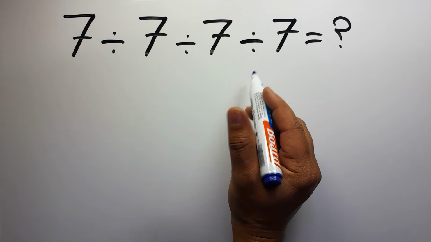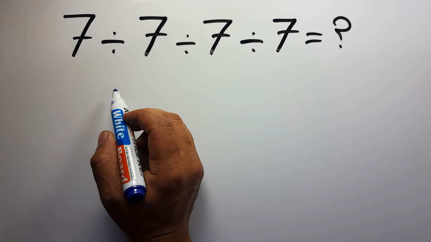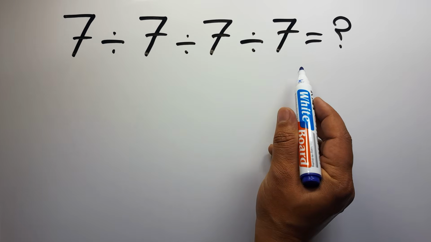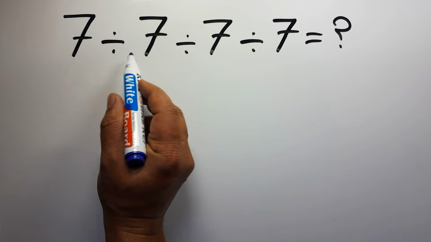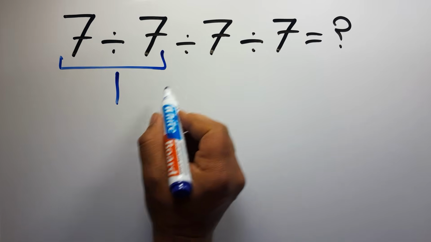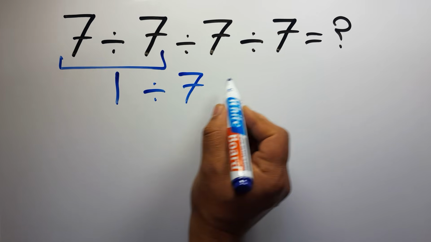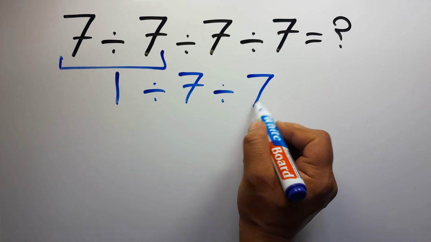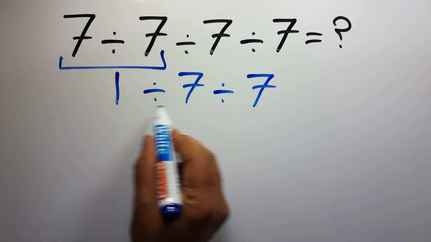According to the order of operations, when we have more than one division in an expression, we have to work from left to right. So here, first we have to do this division. 7 divided by 7 gives us 1. So 1 divided by 7 and again divided by 7. Now we have to do this division.